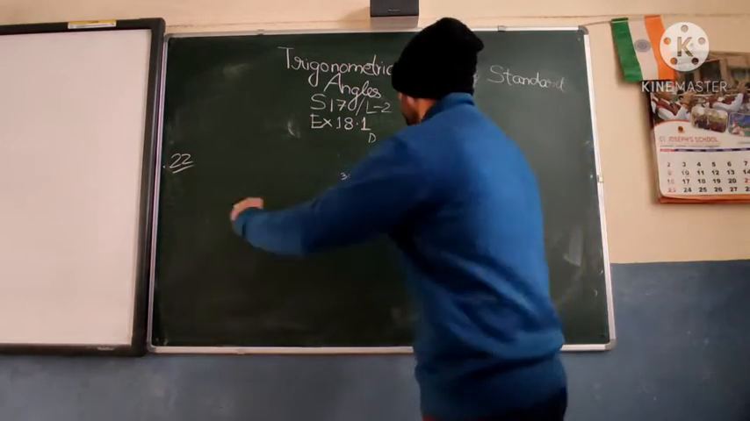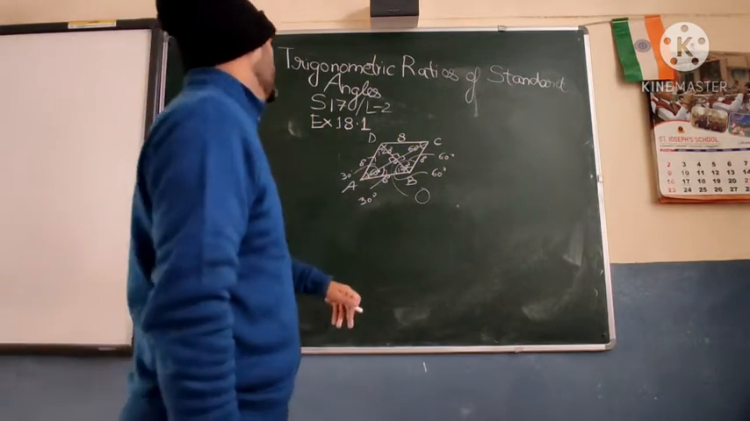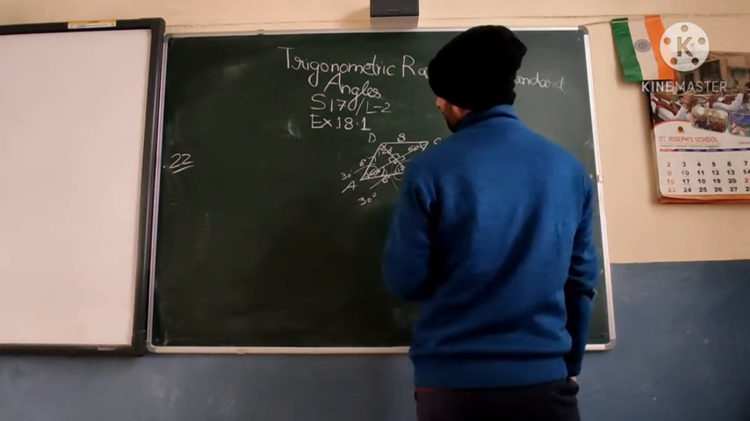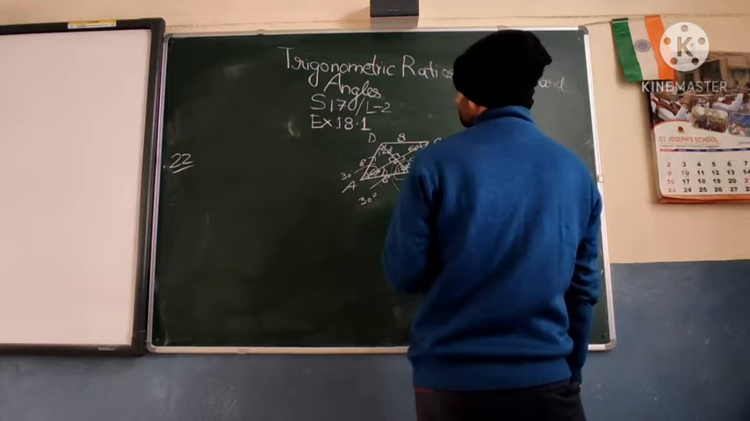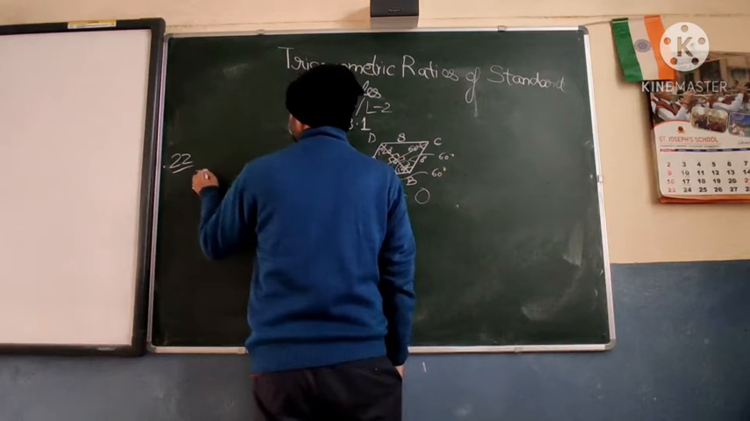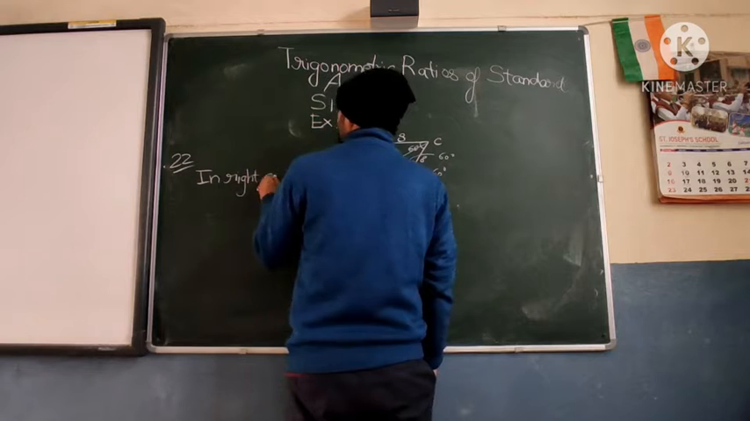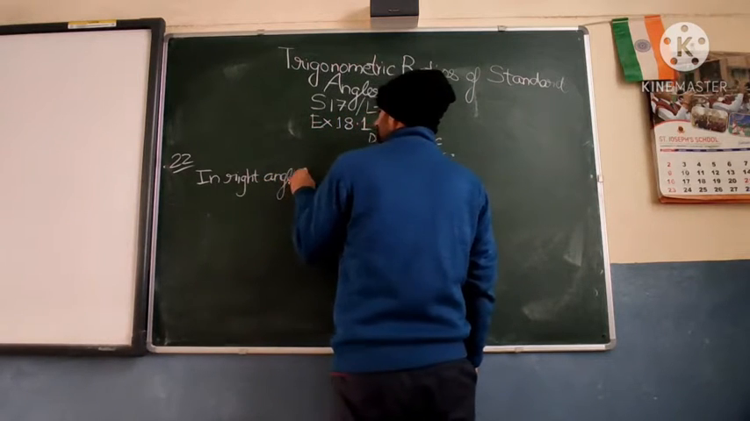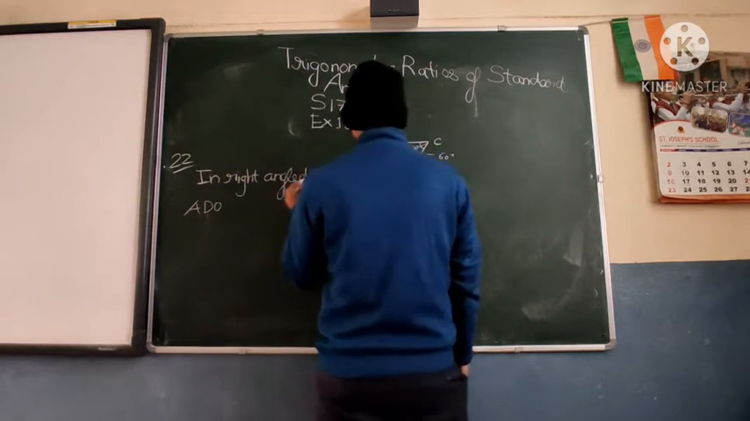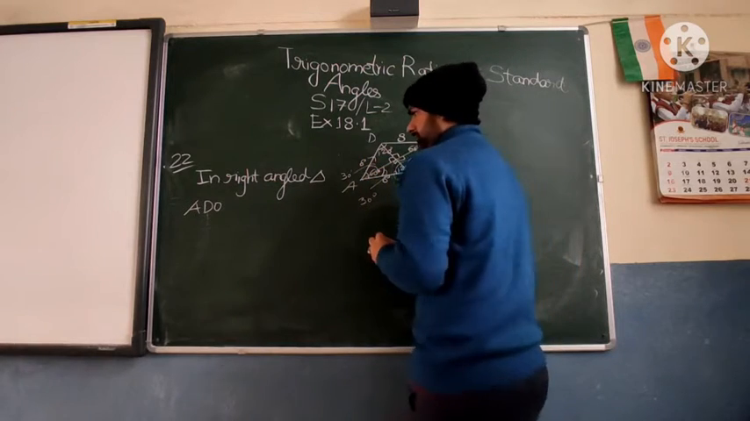Now see, we are knowing this length of diagonals. Let one triangle be a right-angled triangle, taking it as ADO. Write that in right-angled triangle ADO. What is ADO? ADO or AOD, whatever you call it.